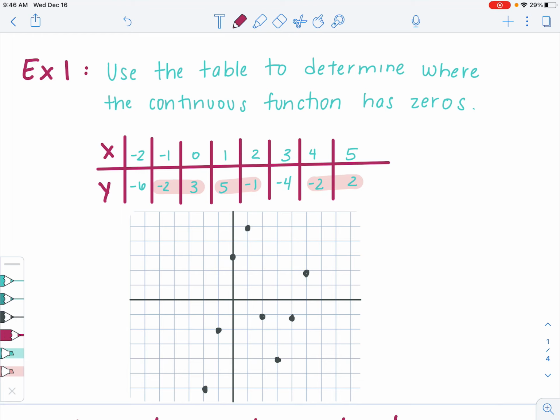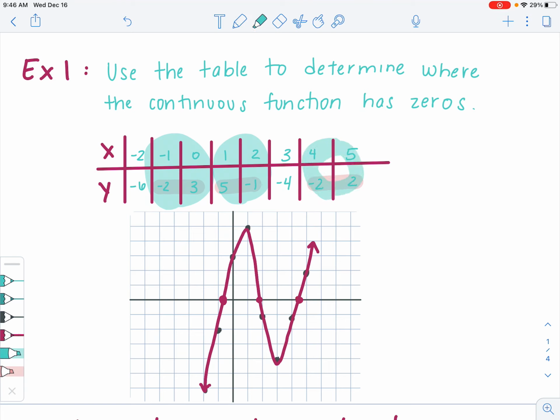So if I go in and connect these dots that I just plotted, I can see a picture of my graph, and I can confirm that I have a 0 in between -1 and 0, just like I said here. I have a 0 in between 1 and 2, which is what I saw here, and I have a 0 in between 4 and 5, which is what I saw here. So in order to answer this question, I would say I have zeros between -1 and 0, 1 and 2, 4 and 5.